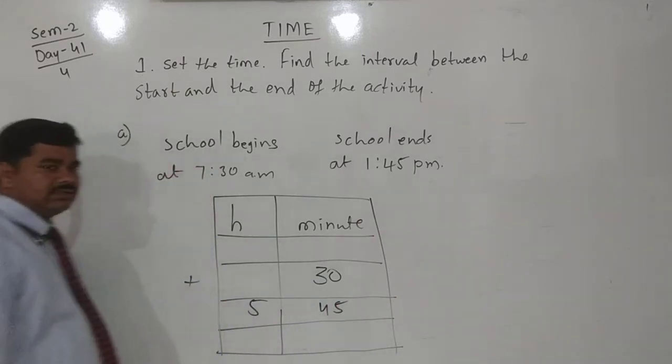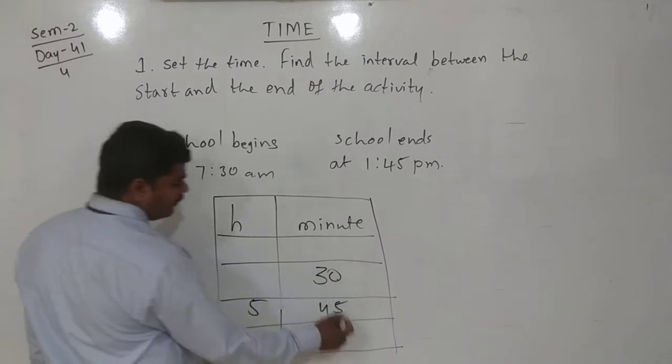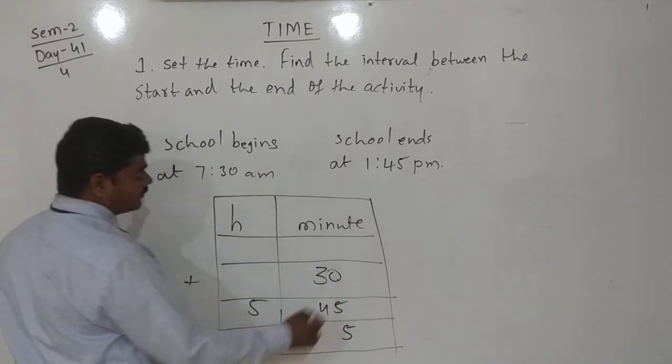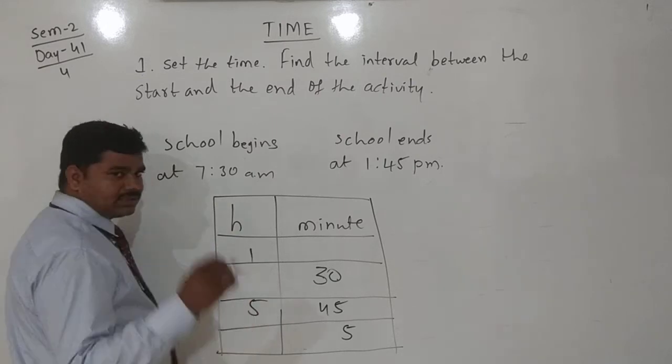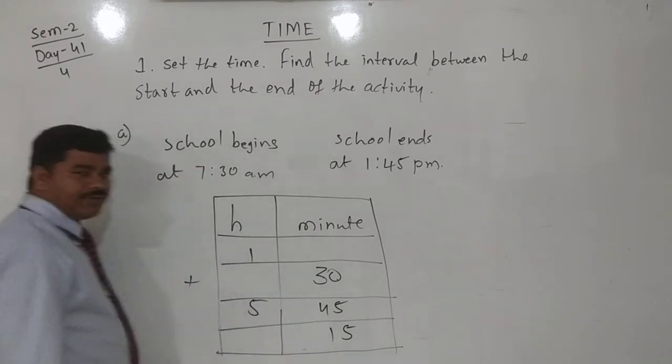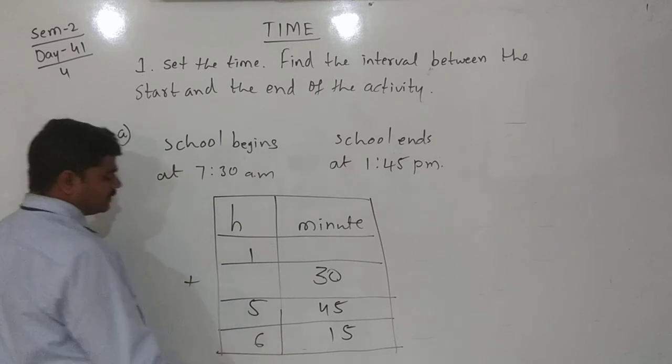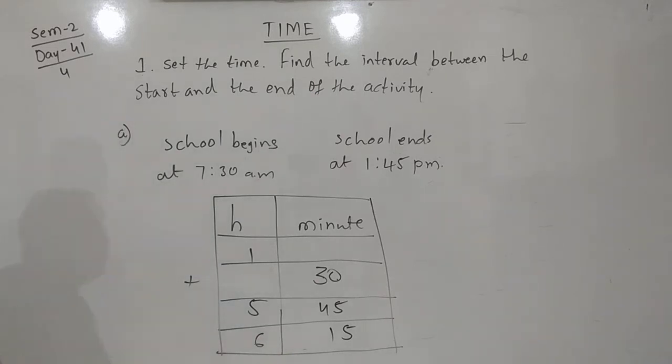Now add. 0 plus 5, 5. 3 plus 4, 7, that means 75 minutes, which can be 1 hour, 15 minutes. Then it is 6 hours. Yes, 6 hours, 15 minutes. Calculate.